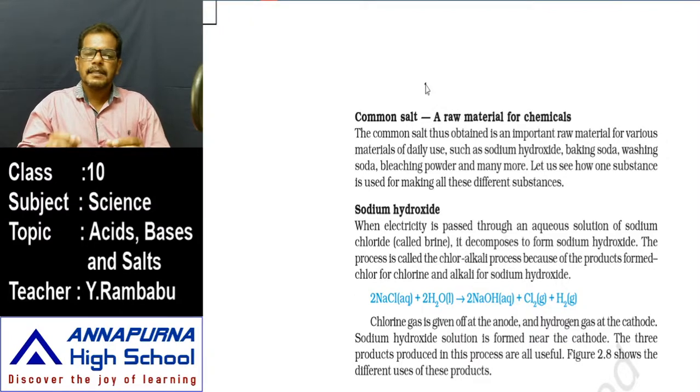In this some electrodes are placed. These electrodes are connected to the positive and negative terminals of a battery. And if we turn on the switch, then this aqueous solution of sodium chloride decomposes, that means splits. When electricity is passed through this aqueous solution of sodium chloride, it splits into its respective ions. And what are formed? Sodium hydroxide, chlorine and hydrogen gas.